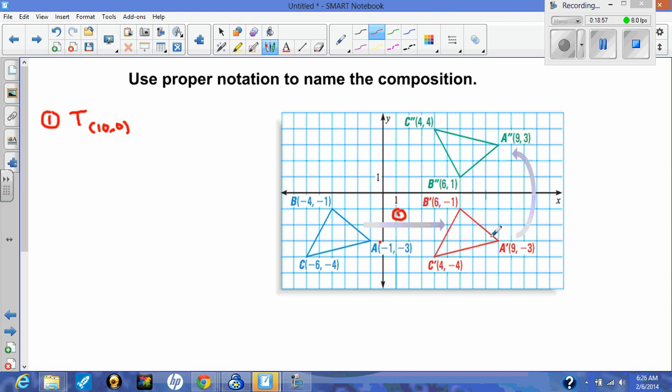All right, I'd like you to pause the video and go from A prime, B prime, C prime to A double prime, B double prime, C double prime. Identify if it's a rotation, translation, or reflection. So go ahead and do that right now. Remember, put in the rules or the lines or the degrees of rotation. Go ahead and stop it.